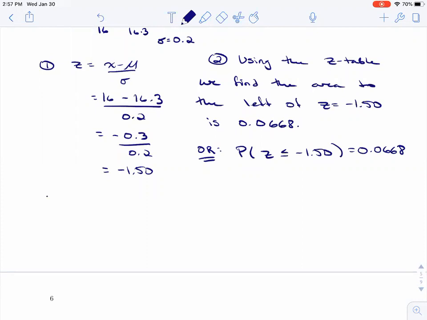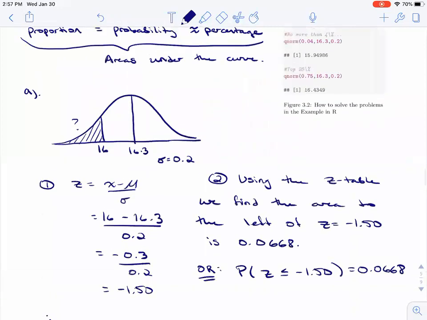So therefore, the proportion of underweight boxes is 0.0668, because that is the area that we wanted, right? The area to the left is the area that we wanted. So we're done. If I had asked what proportion of boxes are not underweight, then we would have had to find this area, 1 minus 0.0668.